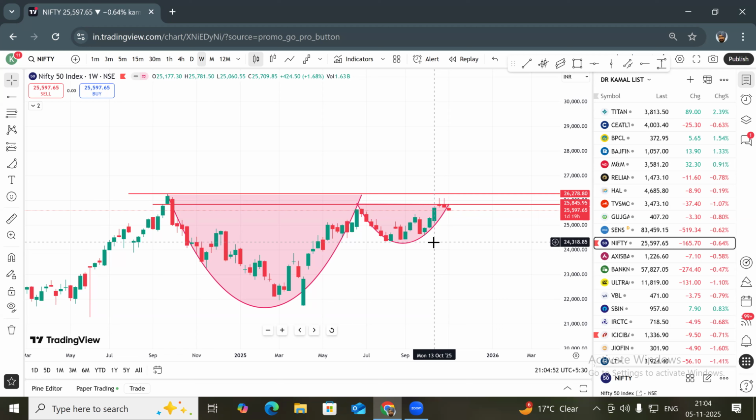And there is a statement by Trump today evening: markets will hit record highs now.